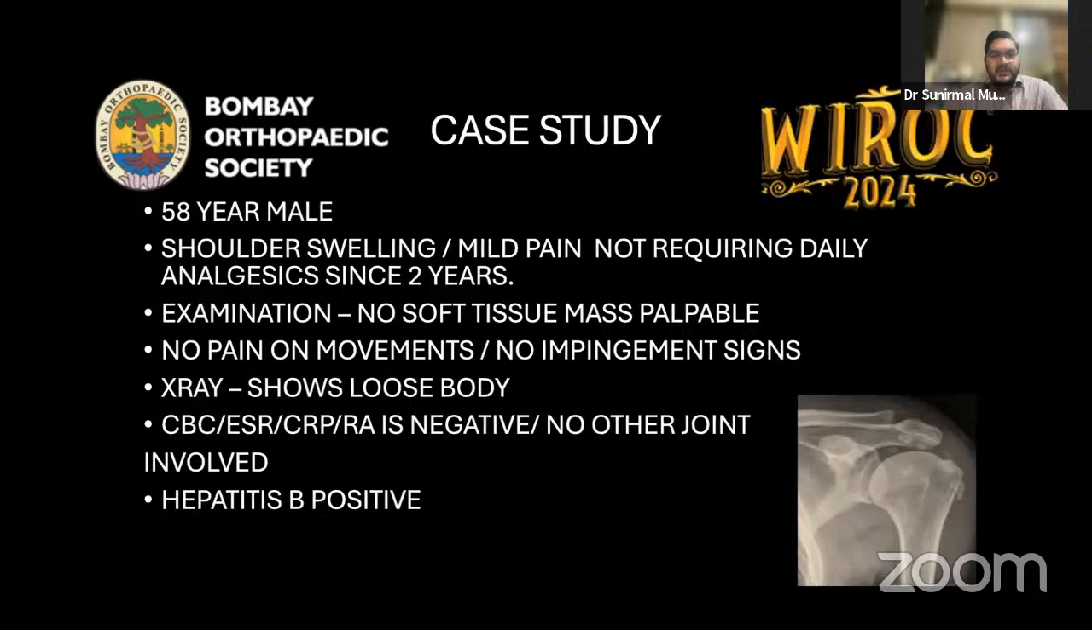On examination, there was hardly any palpable mass, but there was definitely a boggy swelling, which was felt on palpation. There was no pain on movements, and there were no impingement signs. When I got an X-ray, there were a few loose bodies visible in the shoulder, and I got some basic investigations like CBC, ESR, CRP to rule out any infection or inflammatory cause like autoimmune inflammation or synovitis. He never had any other joint involvement, so I was not suspecting polyarthritis, and I didn't investigate further. He was hepatitis B positive.